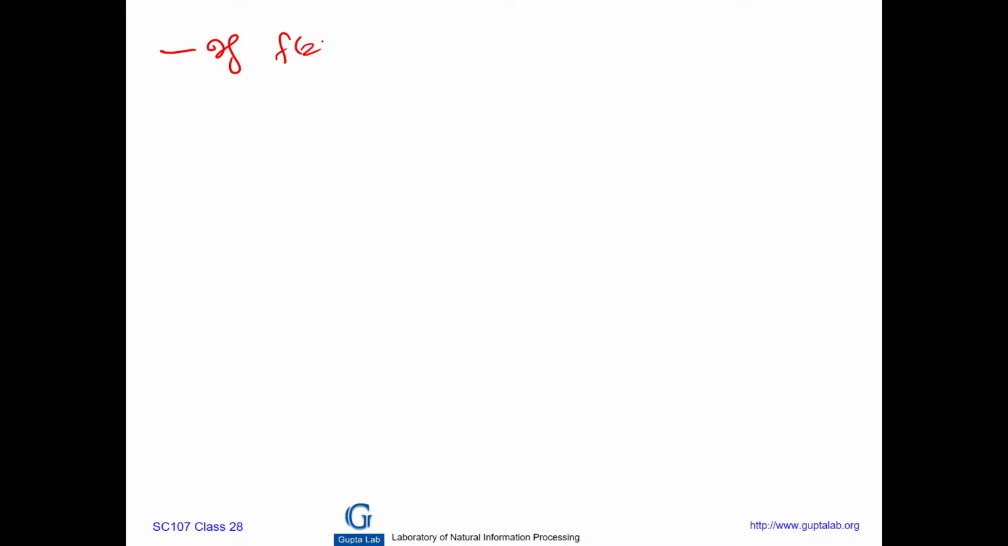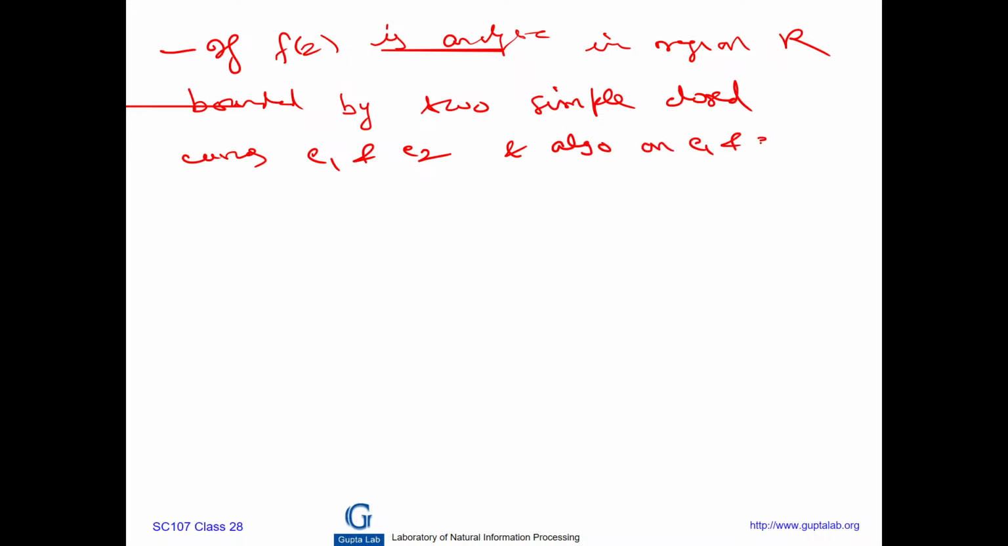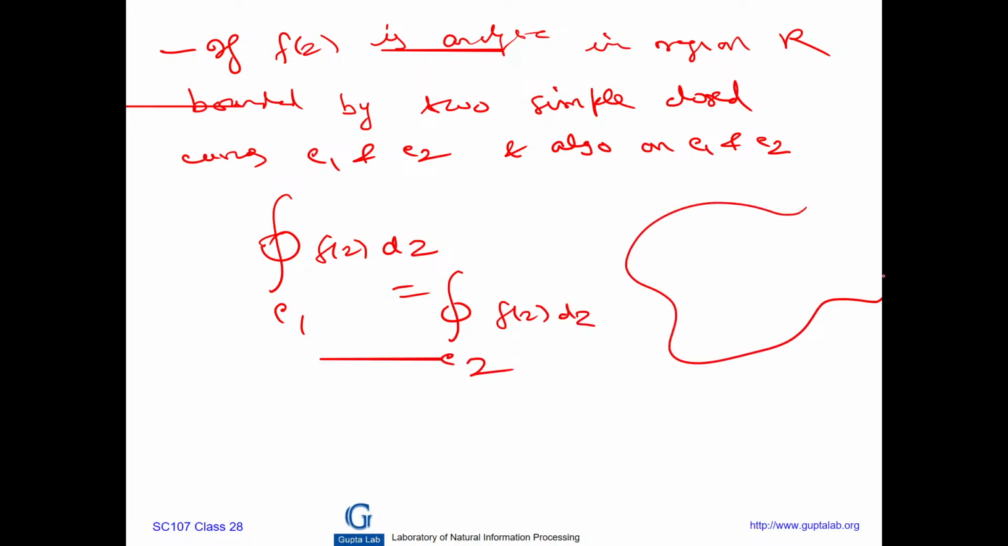Second result, which is another beautiful result, this says that if f of z is analytic in a region R bounded by two simple closed curves C1 and C2 and also on C1 and C2, actually along C1 f of z dz is same thing as integration of f of z dz along C2. What does that mean? I have a curve here C1 and I have another one C2.